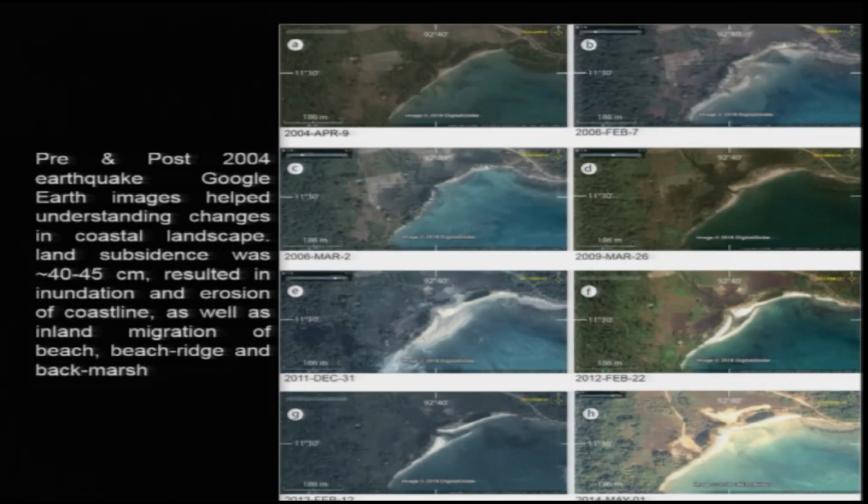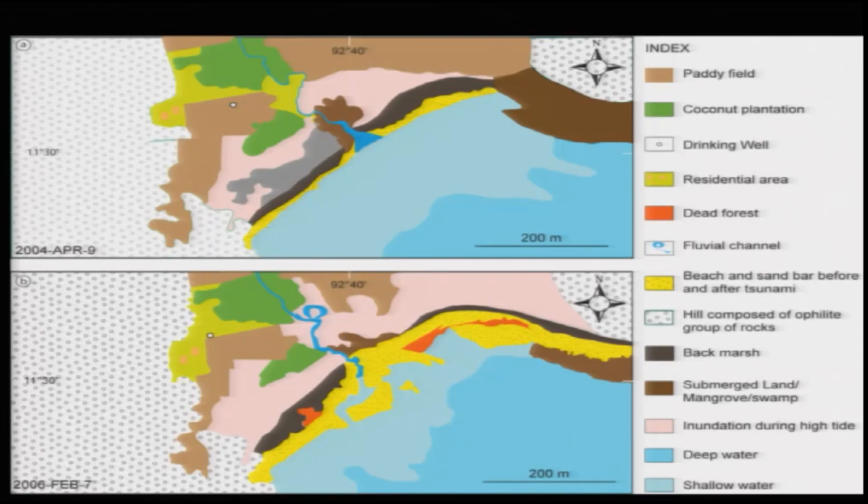So, we were lucky enough to look at the previous images from different times before 2004 and then after 2004, and then we were able to pick up from Badabalu how the landscape got affected because of the subsidence and the wave action from the tsunami which was triggered by the 2004 Sumatra Andaman earthquake. And this is the comparison here.